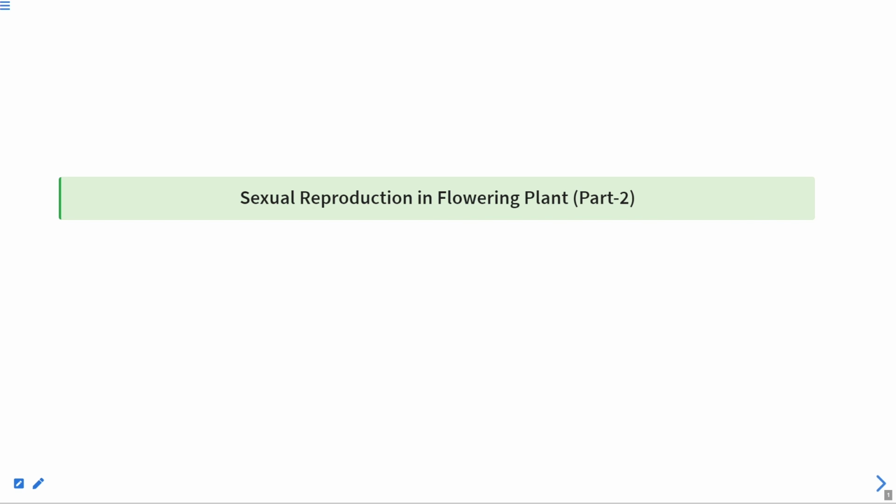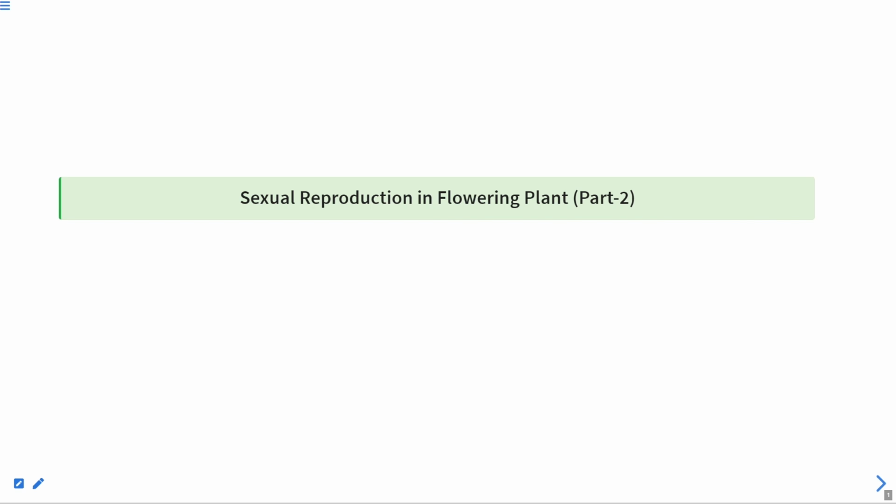Now we also talked about the different parts of a typical flower. There were four whorls: calyx, petals, androecium, and gynoecium. We talked about the androecium in the previous session, and within it the stamens. Stamens are made up of the filament and the anther. The anther is bilobed, each lobe consists of two pollen sacs, and the pollen sacs consist of the pollens.